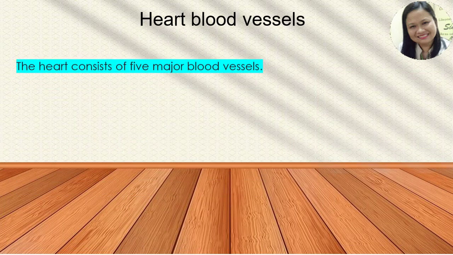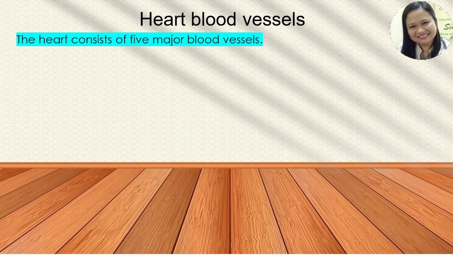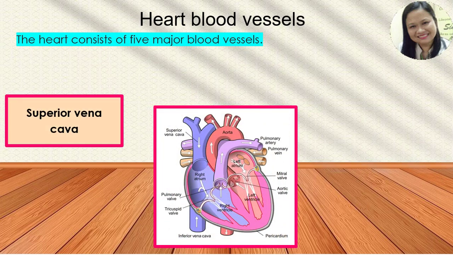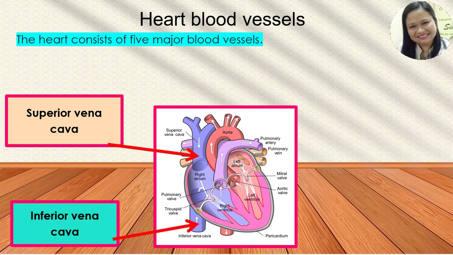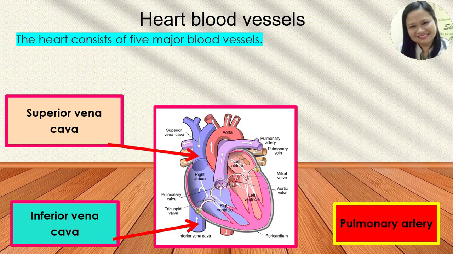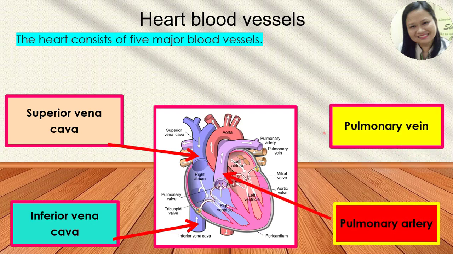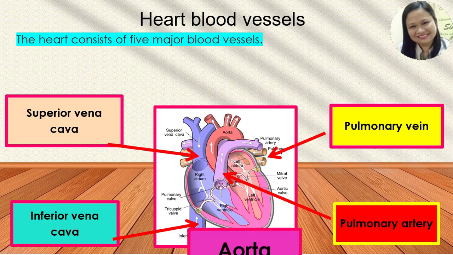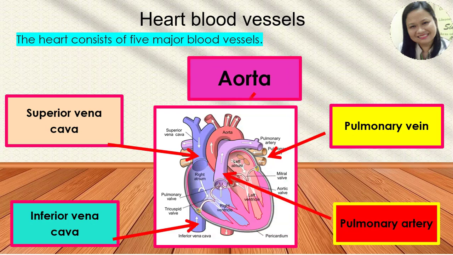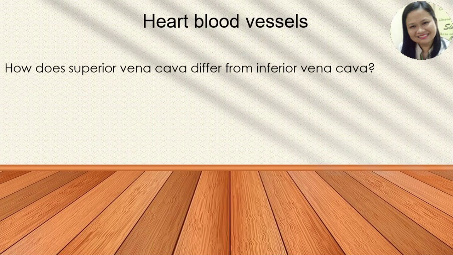Heart blood vessels. The heart consists of 5 major blood vessels. We have so-called superior vena cava, inferior vena cava, pulmonary artery, pulmonary vein, and we have aorta.